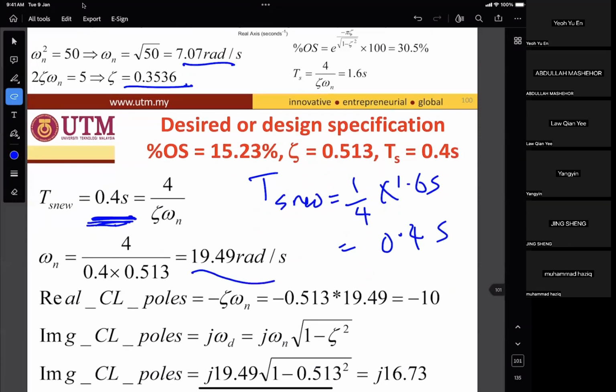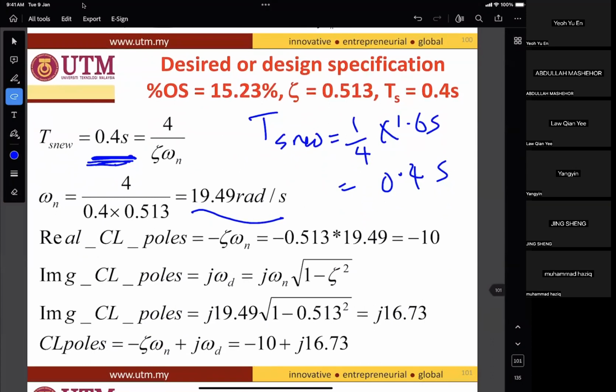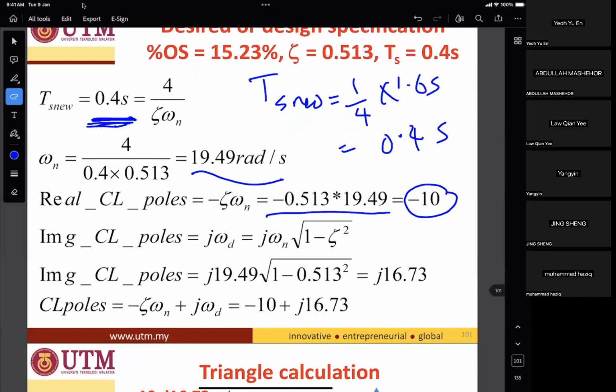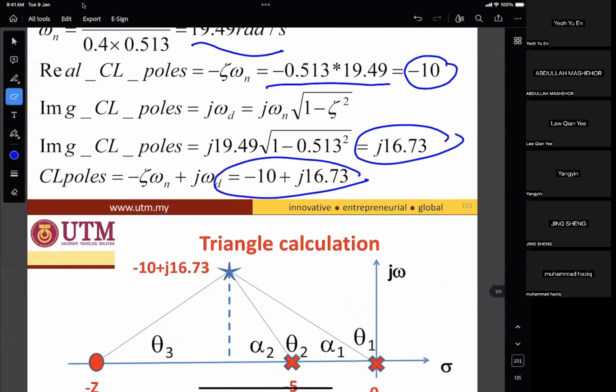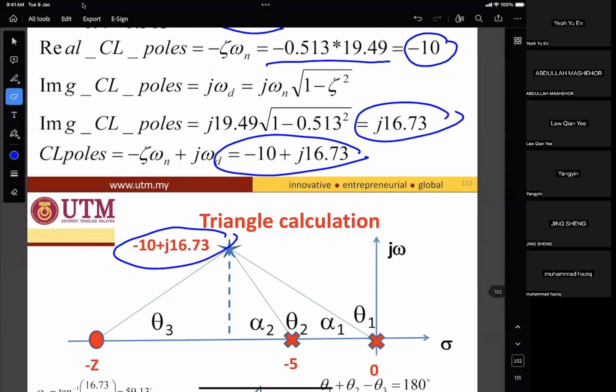So we give you the new omega n, 19.49 radian per second. And it will give you the new real part of the dominant pole, which is minus 10, and the new imaginary part, which is j16.73. And the new dominant pole will be minus 10 plus j16.73 in order to fulfill the settling time, 4 times reduction, and overshoot, 50% reduction. Okay. So this is the new dominant pole. Okay, so plot it. You have to draw this.